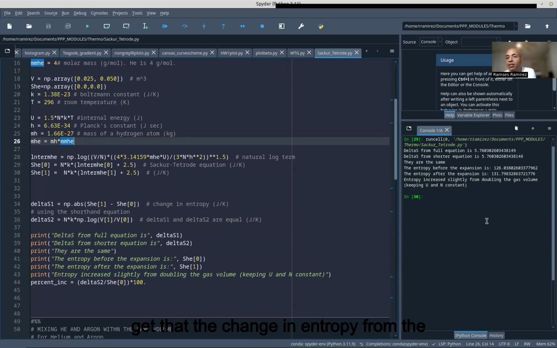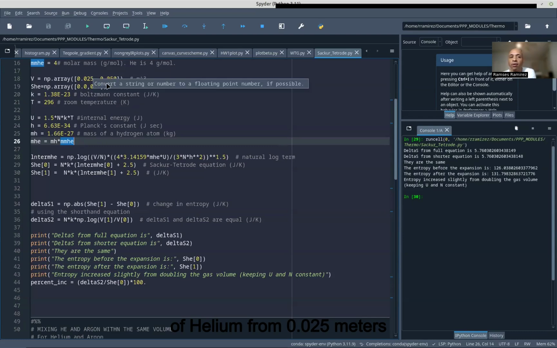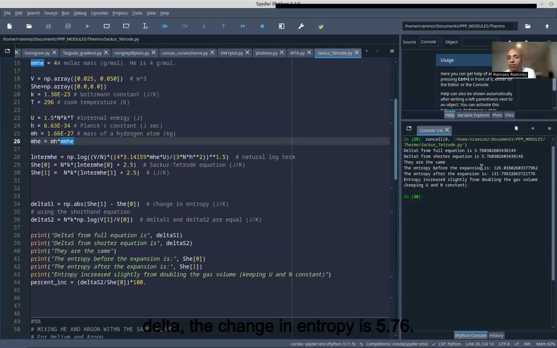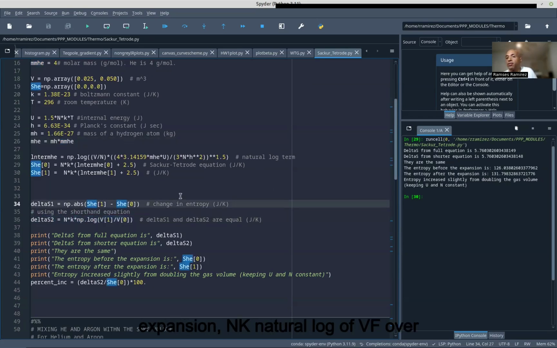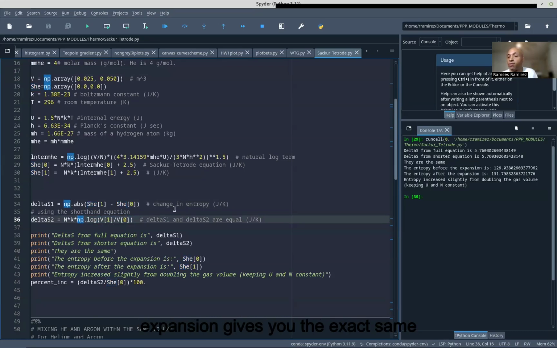So I get that the change in entropy from the full Sackur-Tetrode equation in this case for the volume expansion, so we're basically increasing the volume of helium from 0.025 meters cubed to 0.05 meters cubed, is 5.76. And if you use the other equation, the shorthand equation for the volume expansion, Nk natural log of V final over V initial, you also get 5.76. So this is the proof again that the full Sackur-Tetrode and the simplified shorter equation for the volume expansion give you the exact same answer.